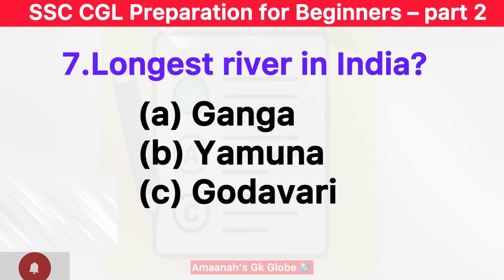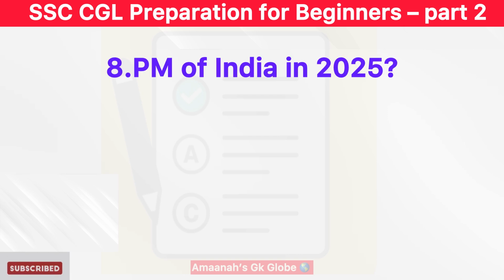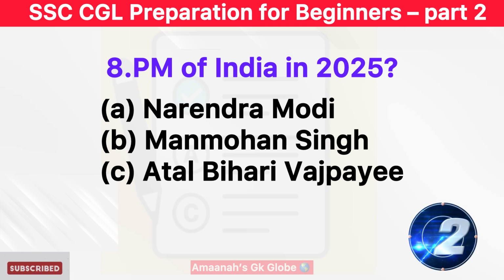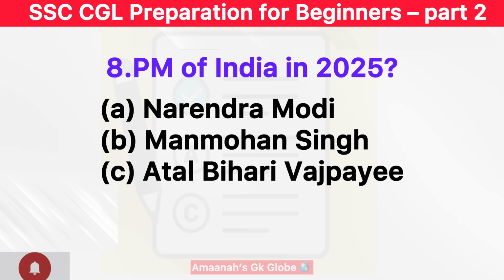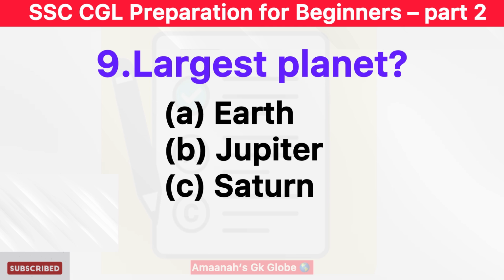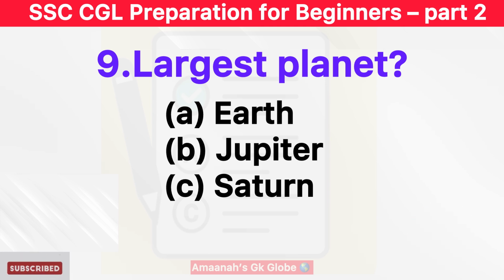Next question is, longest river in India is? Option A, Ganga. Question number 8. PM of India in 2025? Option A, Narendra Modi. Question number 9. Largest planet is? Right answer is option B, Jupiter.